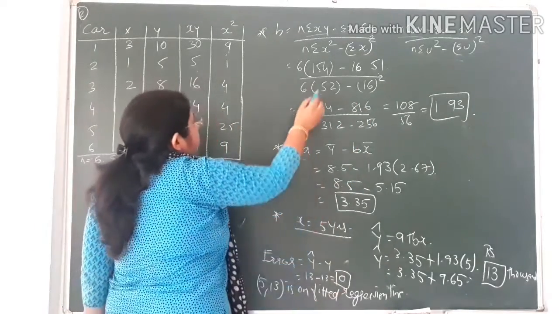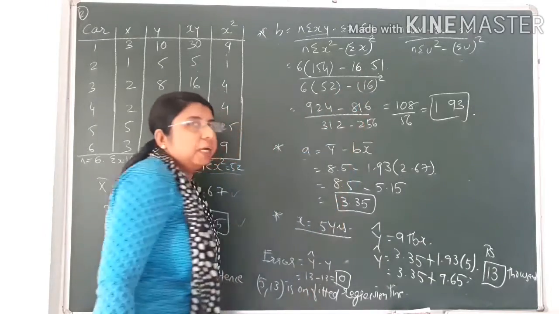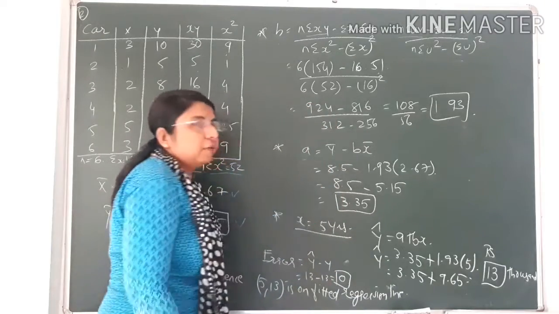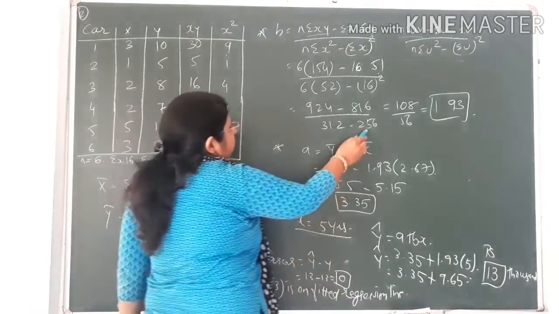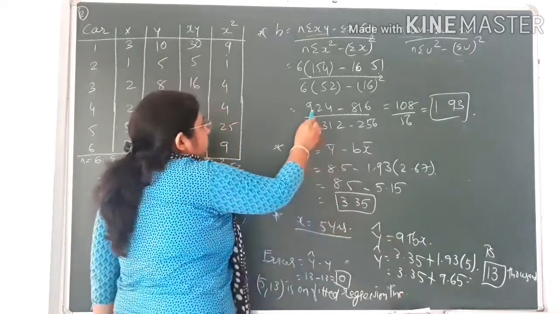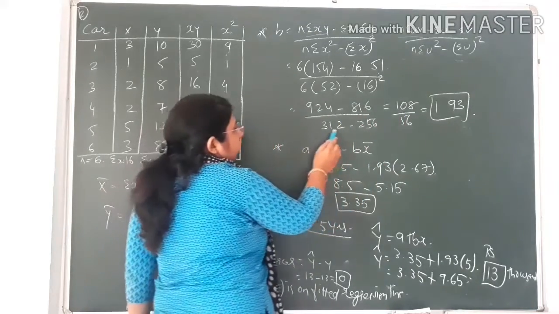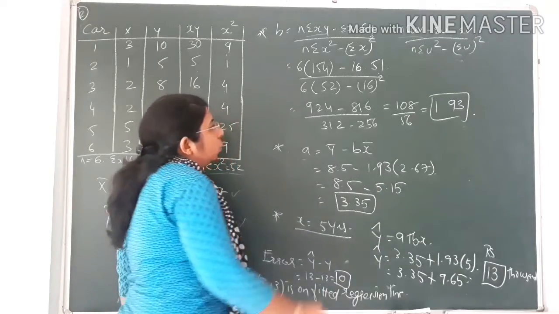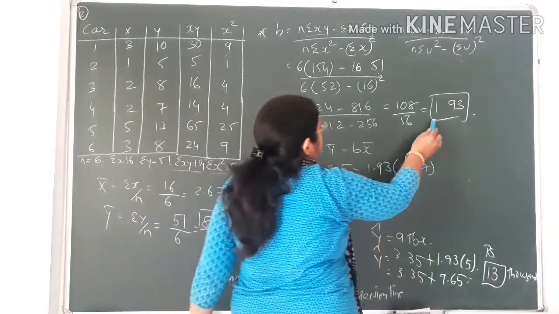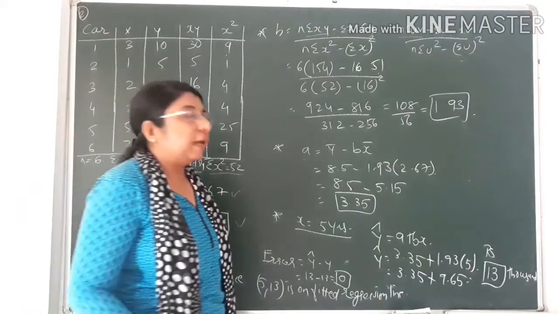Now 6 into 154 would come to 924, and 16 into 51 would come to 816. Upon, in the denominator, 6 into 52 would come to 312 minus 16 square, that means 16 into 16, would come to 256. Now subtracting both the values of the numerator, it would come to 108, and in the similar way subtracting both the values of the denominator, it would come to 56. So 108 upon 56 would come to 1.93. So the value of b came to 1.93.